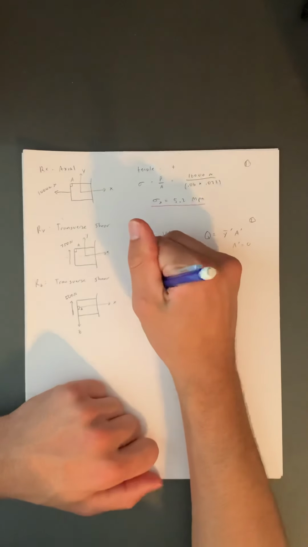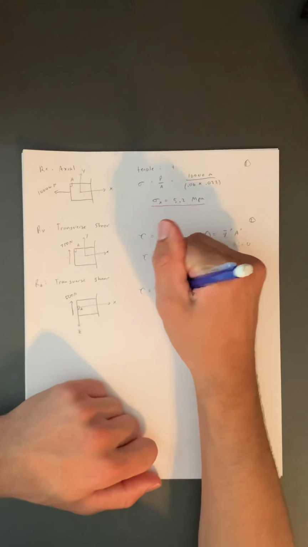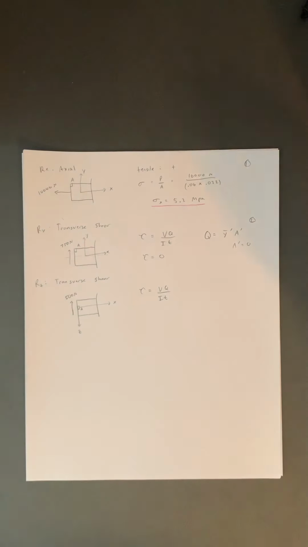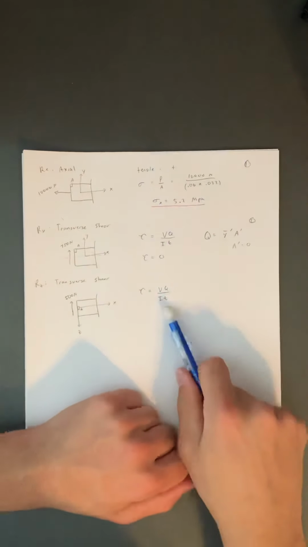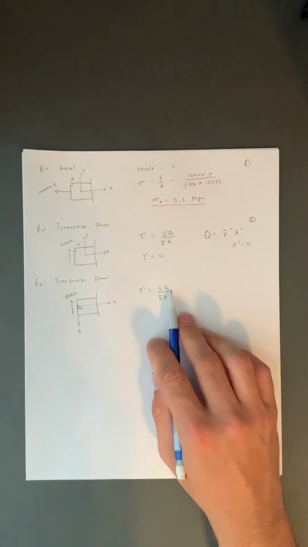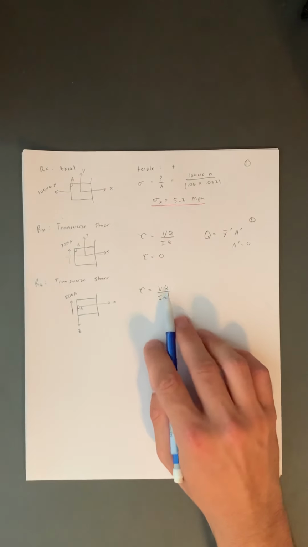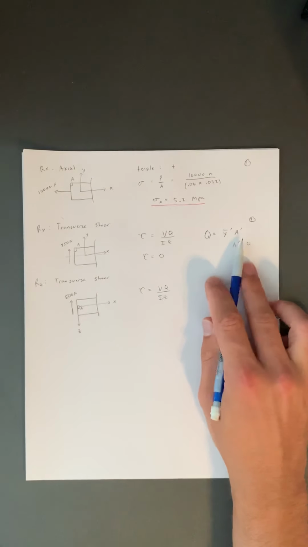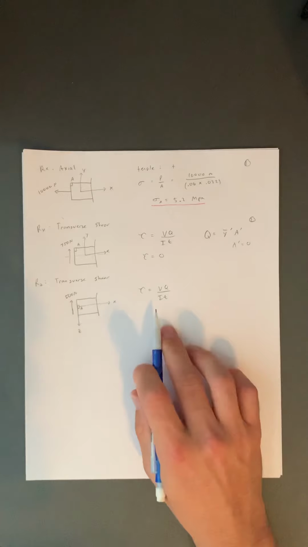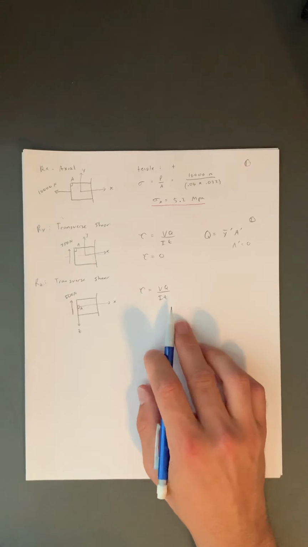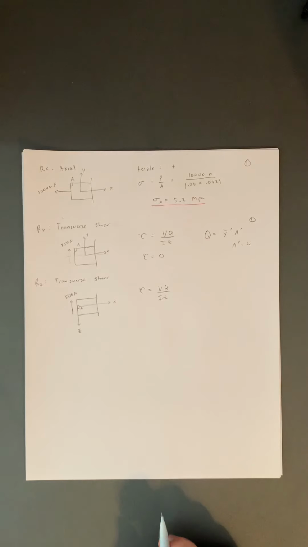So transverse shear, like I said, is VQ over IT. And this time I will explain a little bit more about the equation. V will be the shear. Q is going to be the first moment of outward area, so again, y bar prime, A prime. And then I is going to be the area moment of inertia, and T is going to be the thickness at the point of intercept.